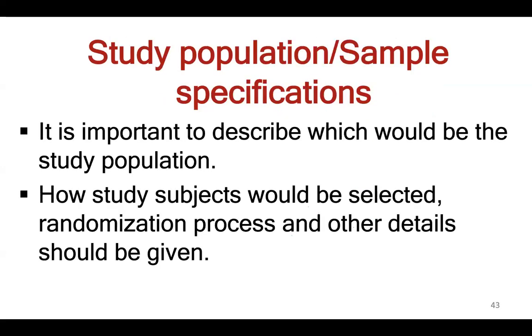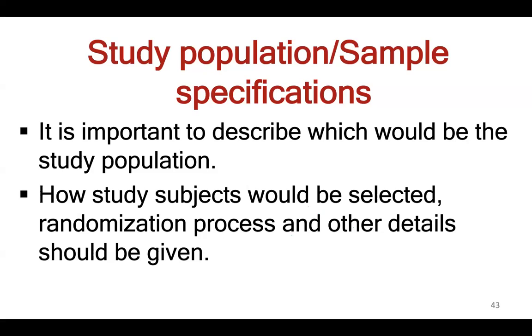Next, study population or sample specifications. It is important to describe what the study population would be and how study subjects will be selected. How are you going to randomize your patients? For example, if you are conducting a study among students in one of the MD classes, and you've got 200 people, how are you going to select 10 out of those 200?